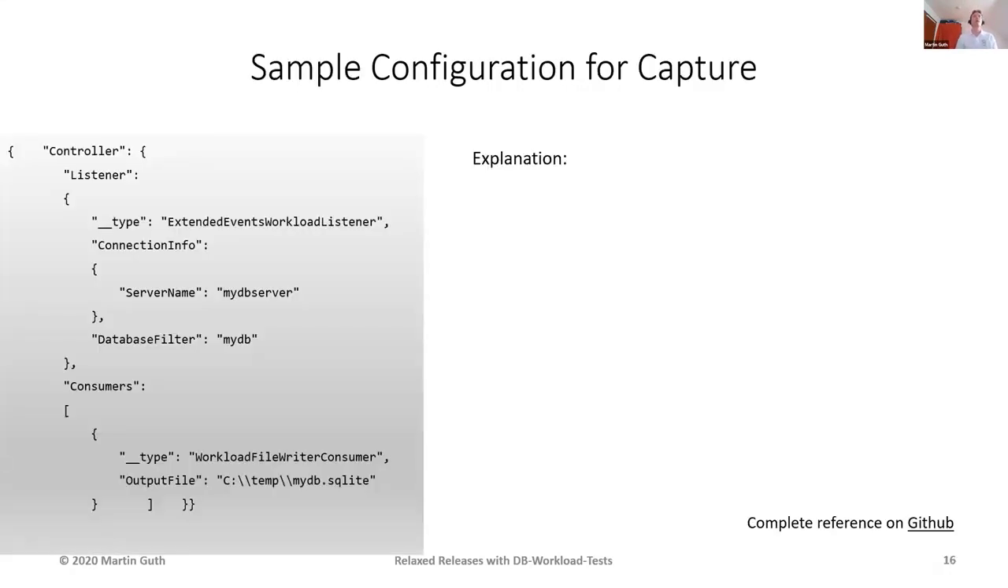So let's look at a sample configuration for capture. And this is JSON, but it's not too complicated. And you basically simply need to know to fill in the blanks and change it to your system. First of all, we can see we've got a controller instance, then we've got one listener. And the listener is of type extended events workload listener. So we are capturing the workload using X events.